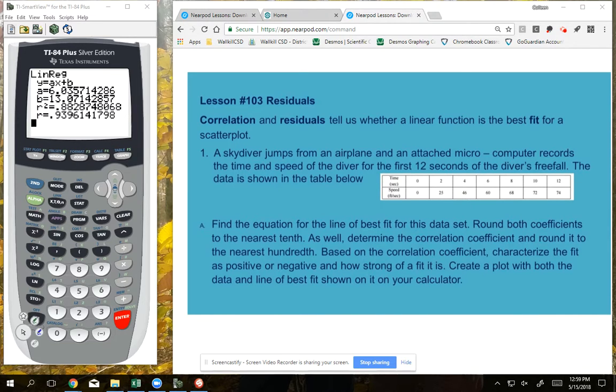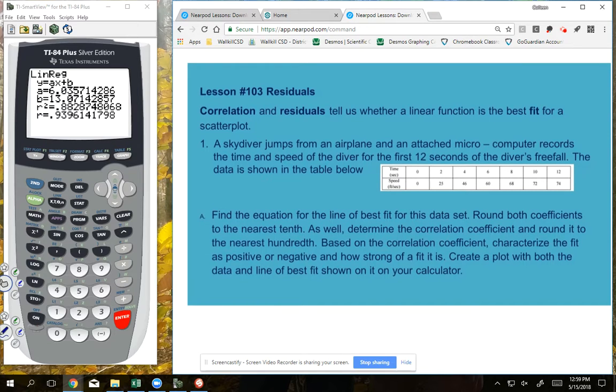Good, so we're going to write that down. R equals 0.94, which means it's a strong positive correlation.